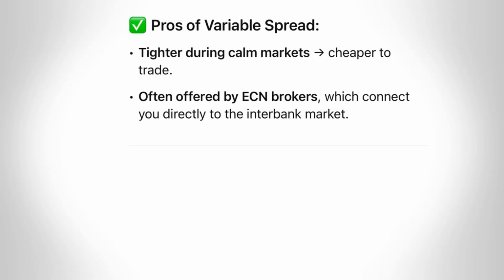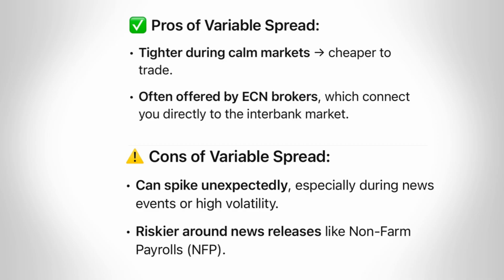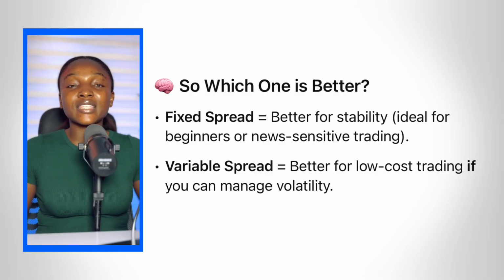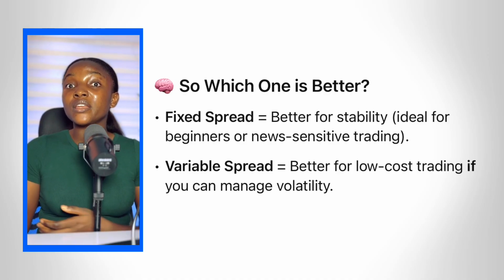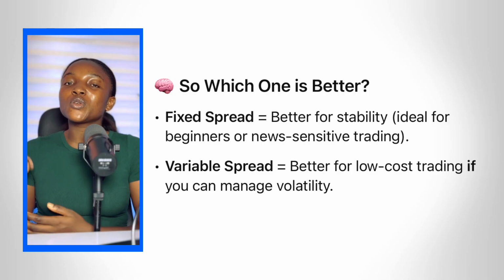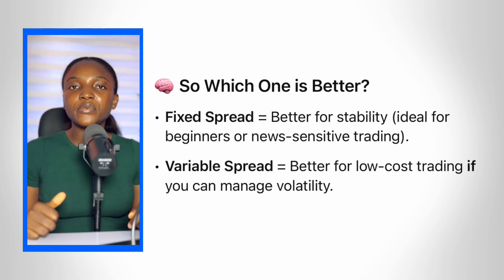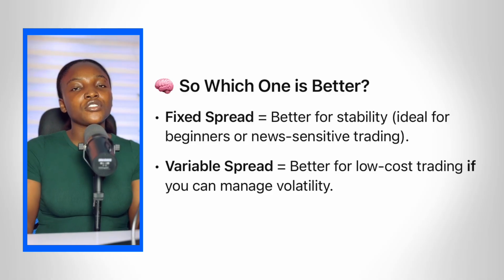For the pros, variable spreads are tighter during calm markets, so they are cheaper to trade, and they are often offered by ECN brokers. And for the cons, variable spreads can spike unexpectedly, and it is riskier if you are trading around news events. Now you may be asking which one is better, but it all just depends on your strategy. If you are somebody who really values stability, then you can go for fixed spread. But if you are somebody that wants to trade at a cheaper cost and you are able to handle volatility, then you can go for variable spread.